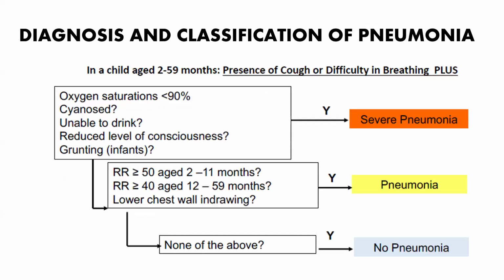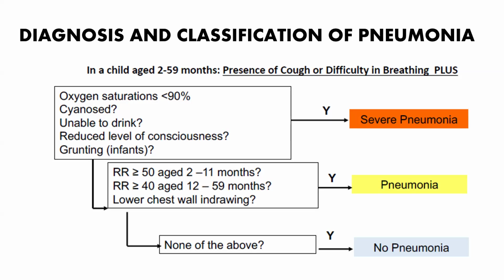So, diagnosis and classification of pneumonia in children. Pneumonia can be classified as severe pneumonia, non-severe pneumonia, and no pneumonia. The various parameters are looked at. In a child aged 2 to 59 months, so up to 5 years, presence of cough or difficulty in breathing plus oxygen saturation less than 90%, cyanosis, unable to drink, reduced level of consciousness, and grunting, particularly for infants, is classified as severe pneumonia.